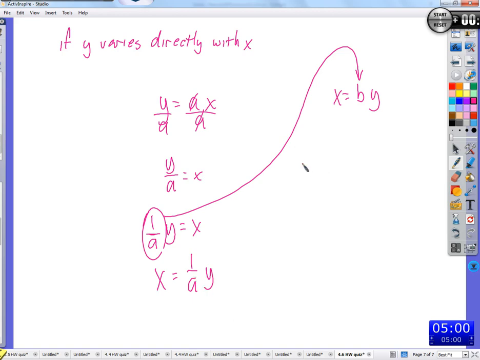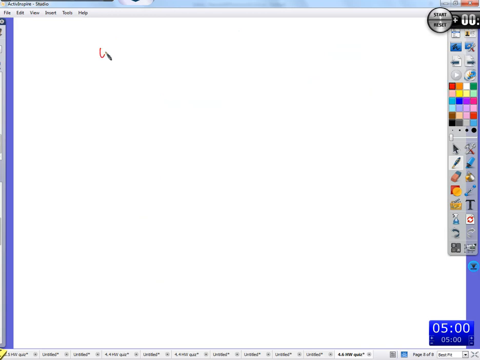Here, let's look at an example. y equals 3x. There's an example of direct variation, right? Does x vary directly with y? Can we write x is equal to some constant times y? Let's see. Divide by 3. That's just equal to 1/3 times y equals x. x equals some constant times y. That's the definition of direct variation. That's direct variation. Even if we did y equals 3/2 times x.